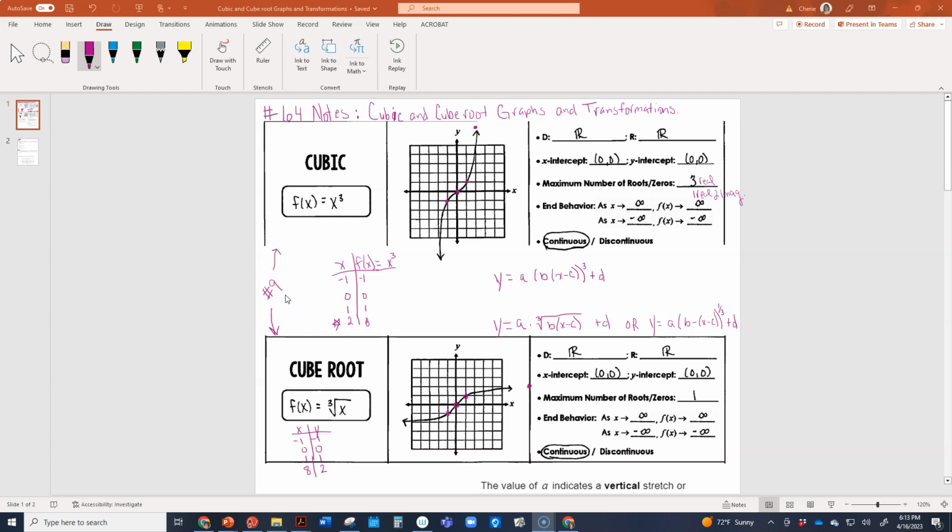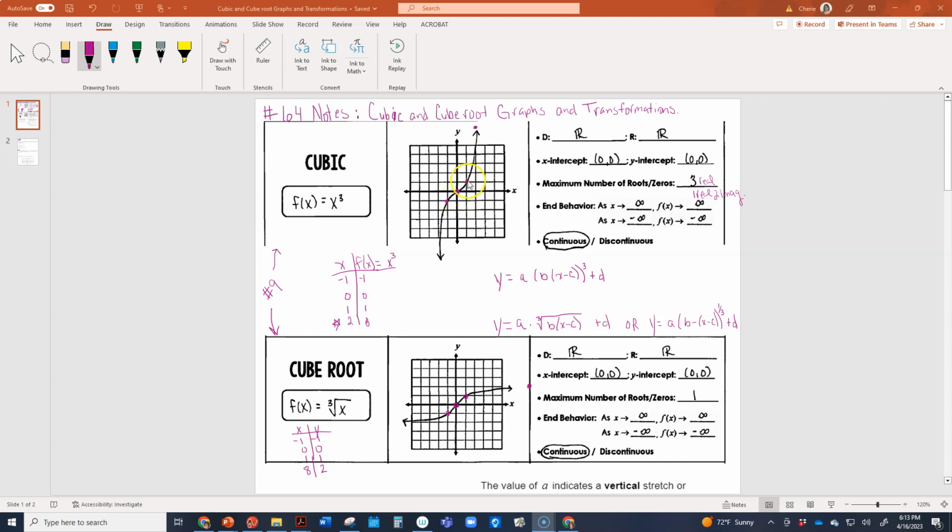Put a sticky tab in your journal so it's easy to find. If you don't have notes number 9, then I strongly encourage you to copy all of this down again. The parent function cubic is denoted by some sort of function notation or y. I don't care which one you do. It's equal to x raised to the third power, pronounced x cubed. This is the parent function graph.